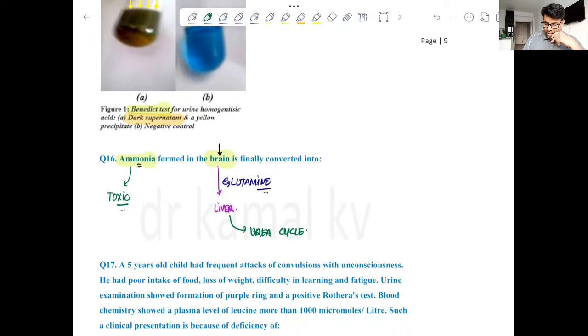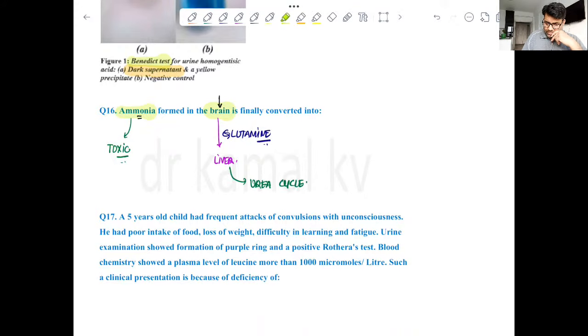Now moving forward, child has frequent attacks of convulsions and unconsciousness. There is poor intake of food, loss of weight just because of poor intake of food. There is difficulty in learning and fatigue. And on urine examination, there is formation of a purple ring and a positive Rothera's test. And when plasma levels of leucine were checked, they were really high. Now, what is the diagnosis?